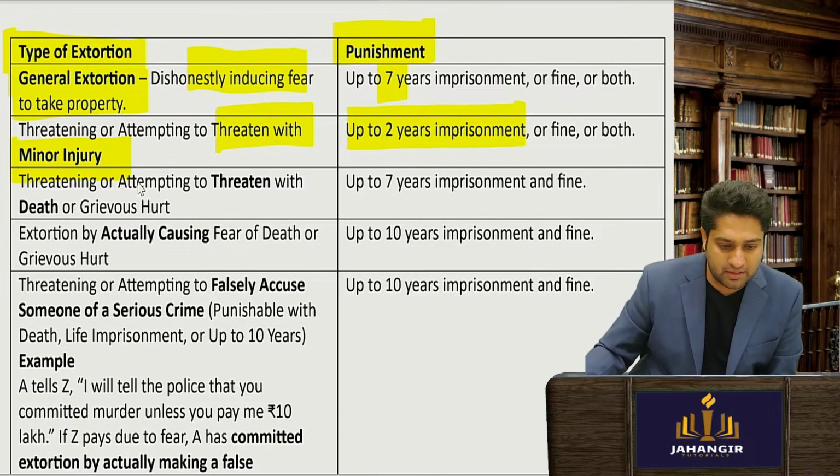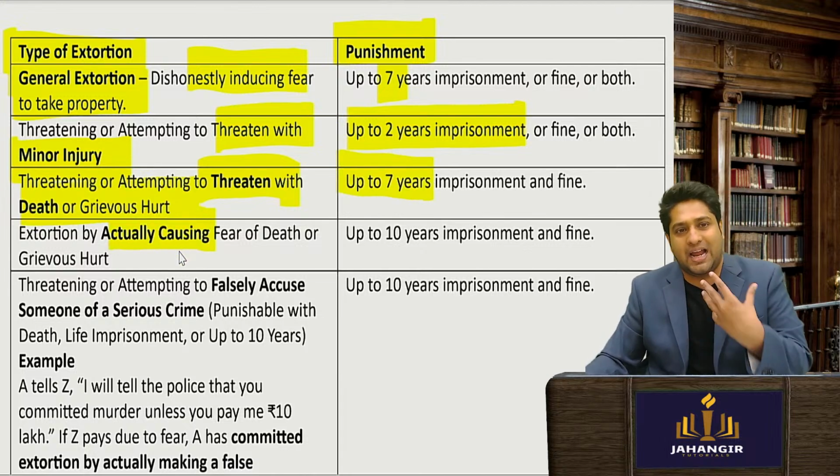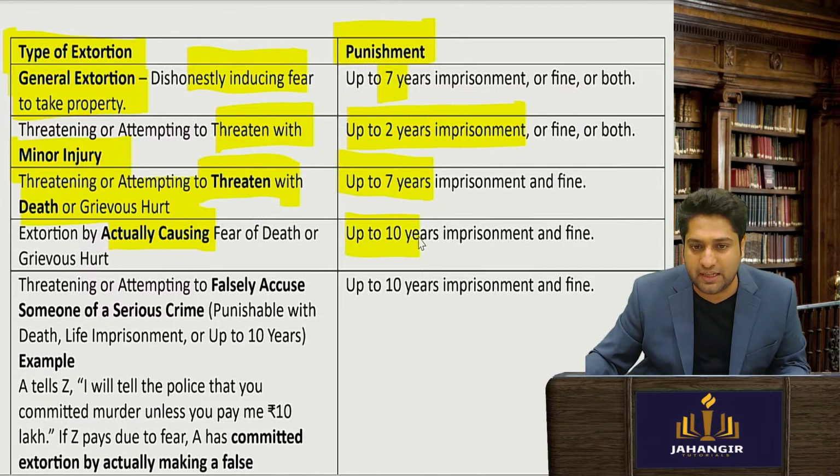Okay, then threatening or attempting. Now, threatening or attempting to threaten with death, then you get 7 years imprisonment. Then actually causing an act you actually do in furtherance, 10 years imprisonment.